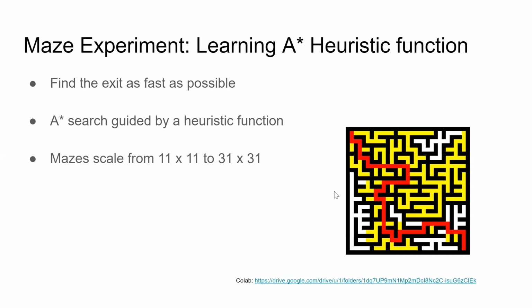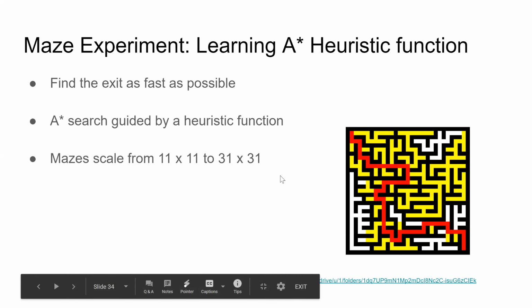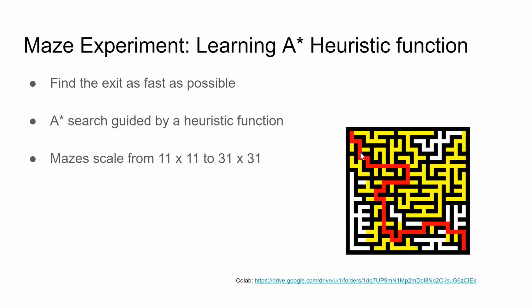So on the right here is the example of the maze. We want to go from the top left to the lower right. And in this picture, I'm showing the red path. That's the shortest path from the start to the end.